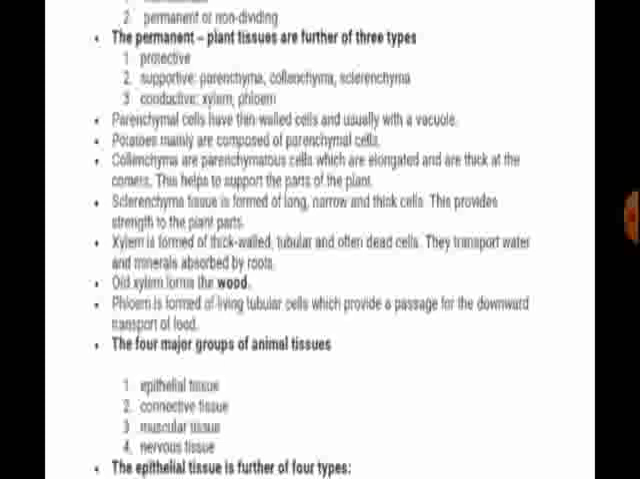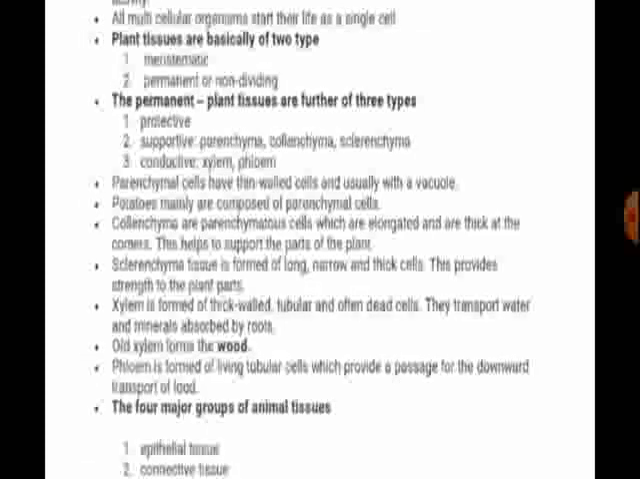And next is the supportive tissue. As you know, permanent tissue includes protective tissue, and the protective ones protect. So parenchyma, collenchyma.